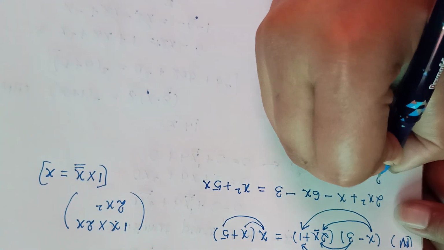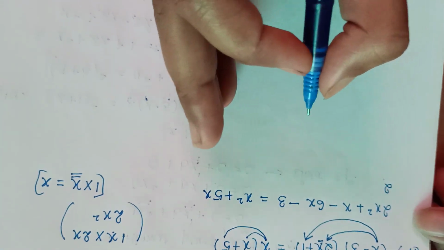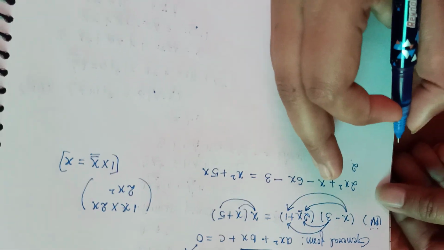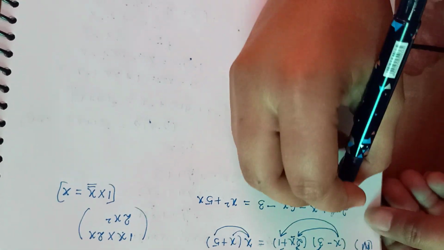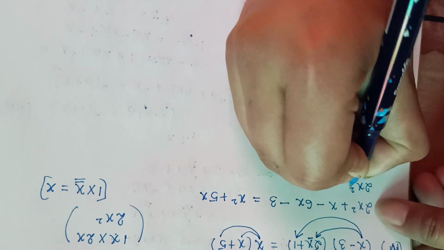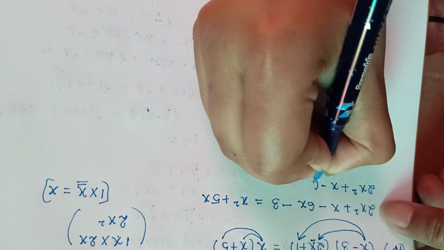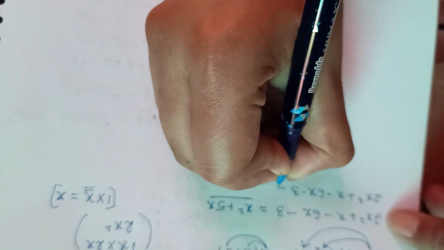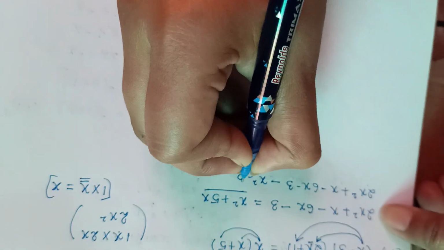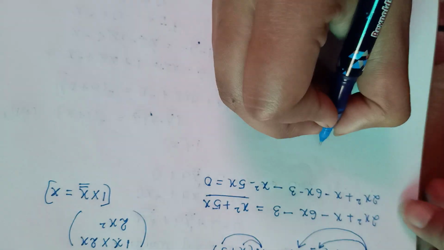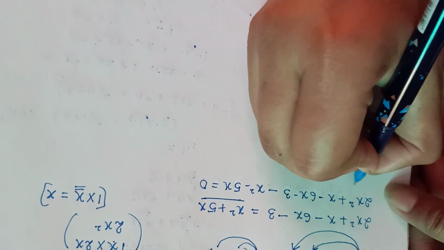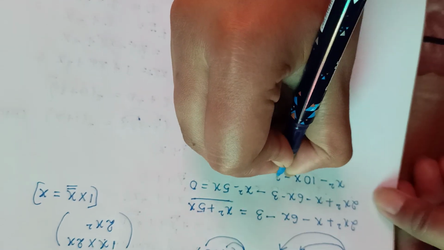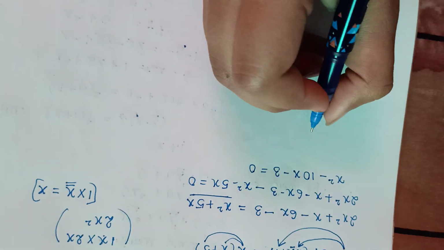Now we are going to shift all the x square and x towards the left hand side. So 2x square plus x minus 6x minus 3, and we are just shifting all these numbers to the left hand side. X square minus 5x equals to 0. So what we will get? We will get x square minus 10x minus 3 equals to 0.